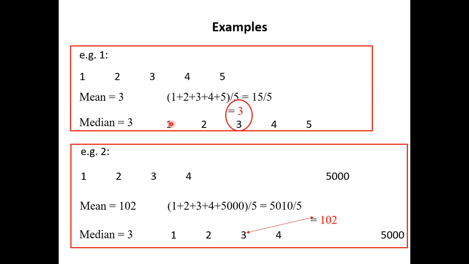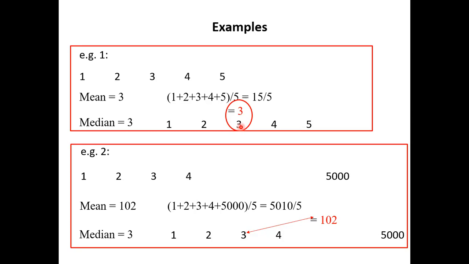Median. We arrange the data in order, ascending or descending. Take the center. This is the center. Cut this off, cut this off, cut this off, cut this off. So this remains. Now I can see mean and median are in the same location. So you can say the data is symmetrical.